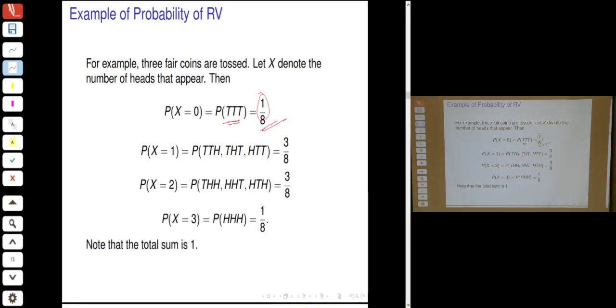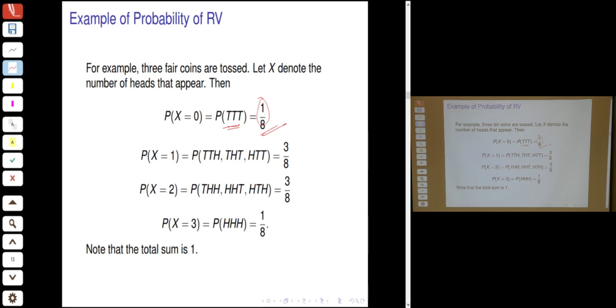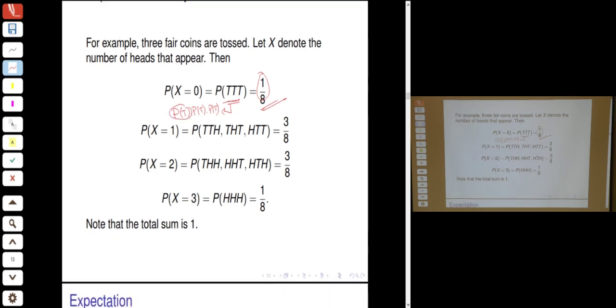The other way is that the 3 tosses are independent of each other. So, the probability of TTT is the probability of T times the probability of T times the probability of T, because the outcomes of the 3 tosses are independent, and whenever you have independent events, the probability of those events occurring together splits as the product of the probabilities. Again, the probability of T for each toss is 1/2. So, their product is 1/8. So, these are 2 ways of seeing that the probability of TTT is 1/8.